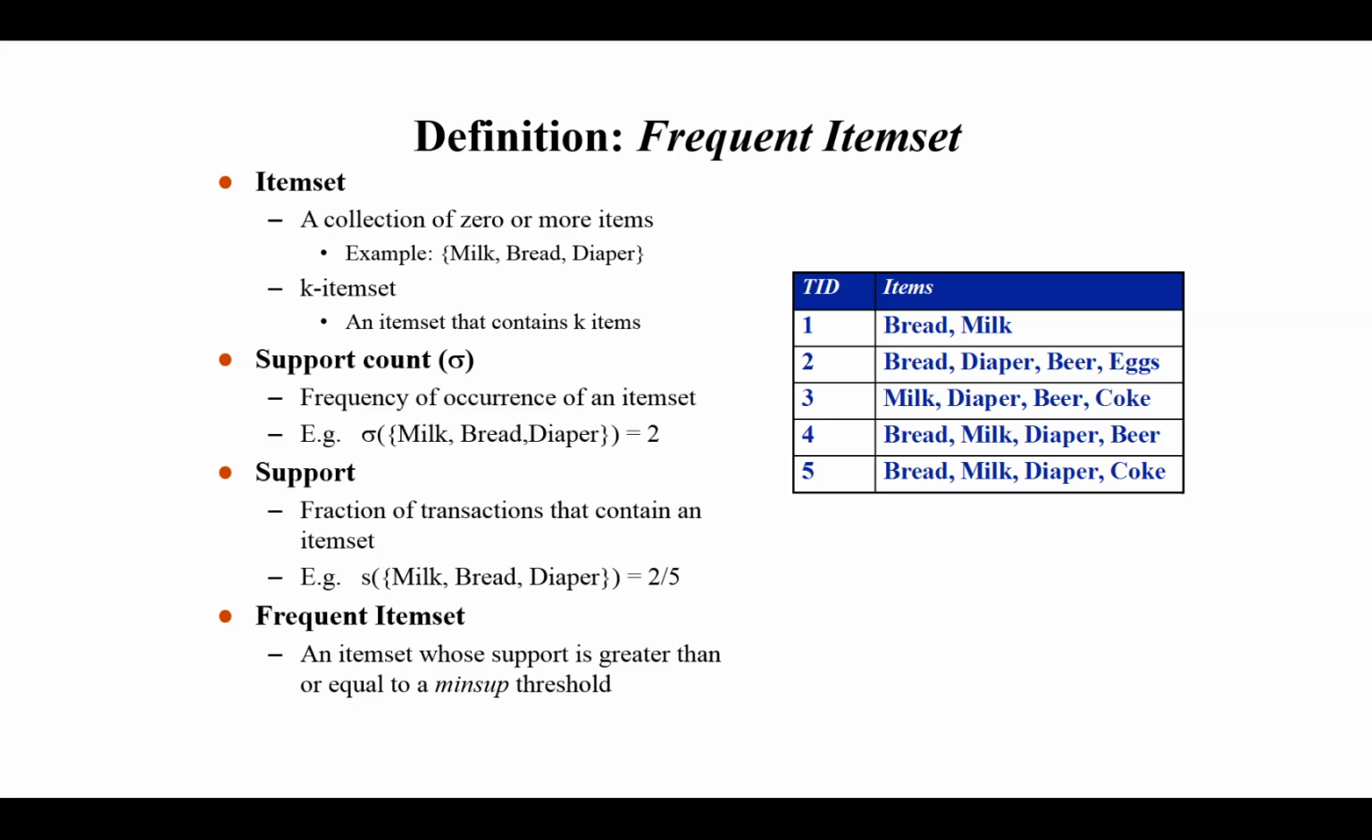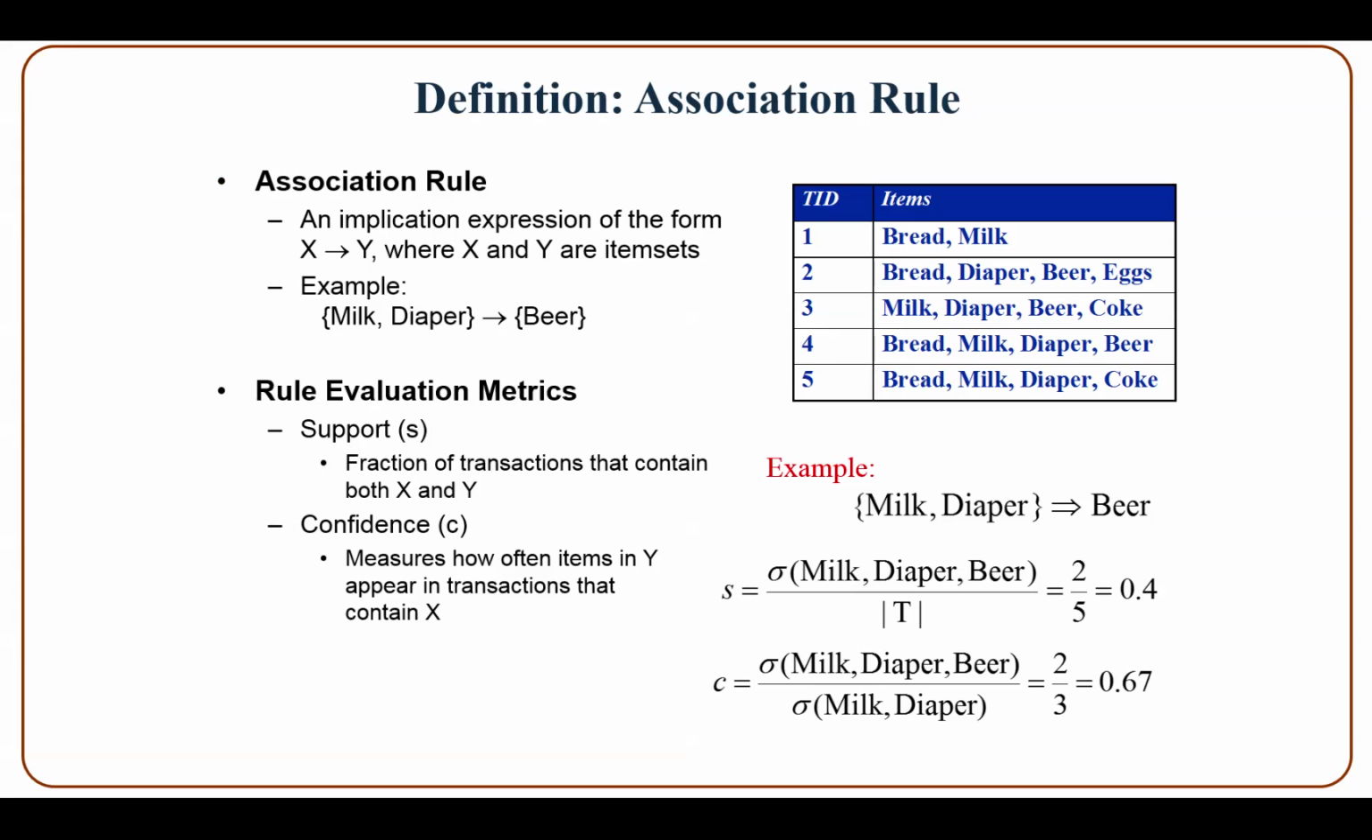The support is the fraction of transactions that contain an item set. For example, the support for the item set containing milk, bread, and diaper is equal to 2/5. A frequent item set is defined as an item set whose support is greater than or equal to a threshold. An association rule is an implication expression of the form X → Y, where X and Y are disjoint item sets.